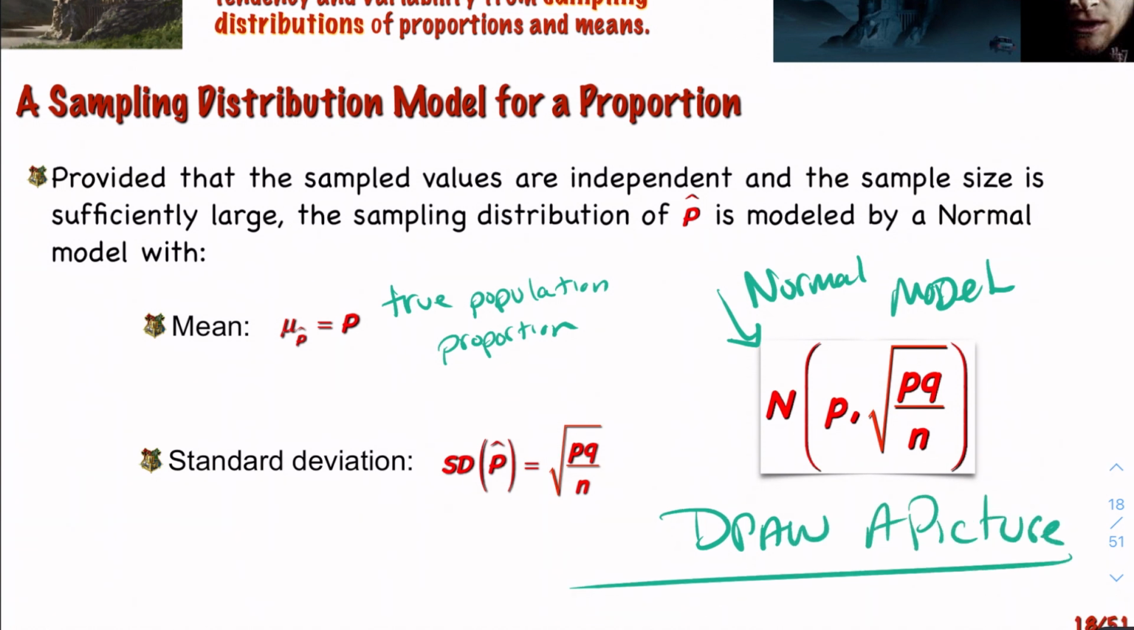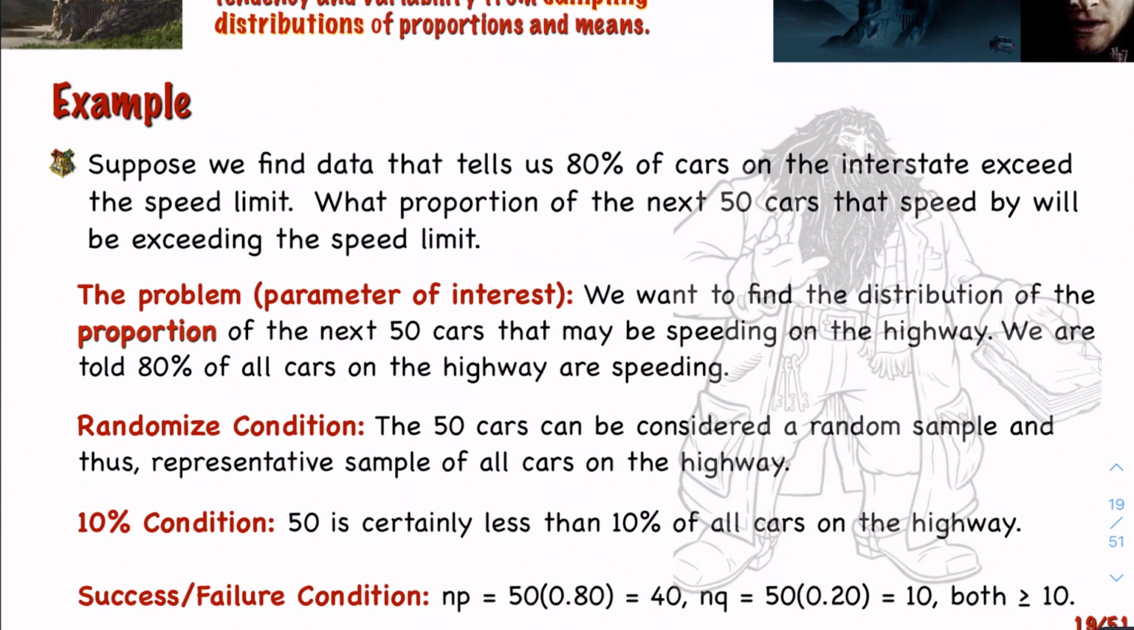We should see these types of distributions. So suppose we find data that tells us 80% of cars on the interstate exceed the speed limit. Should sound familiar if you live in the state of Michigan. What proportion of the next 50 cars that speed by will be exceeding the speed limit? These are the types of problems we're trying to think of, not just how many of the next 50 cars, but there's going to be a bunch of times that 50 cars drive by. What's the chances that the next 50 cars will be exceeding the speed limit?